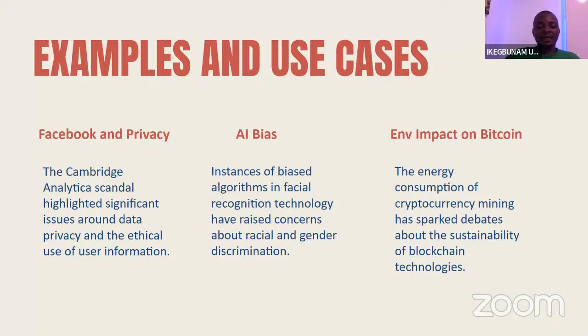The Cambridge Analytica scandal highlighted significant issues around data privacy and ethical usage of user information. Then AI bias, which I mentioned, whereby your application or your algorithmic design should have an approach that ensures no one is treated better than the other. If you are scanning for humans, it should be for humans. You should not be scanning for white and for black. Your application can identify this, but do not make them be treated unfairly. Instances of algorithmic bias in facial recognition technology have raised concern about racial and gender discrimination.